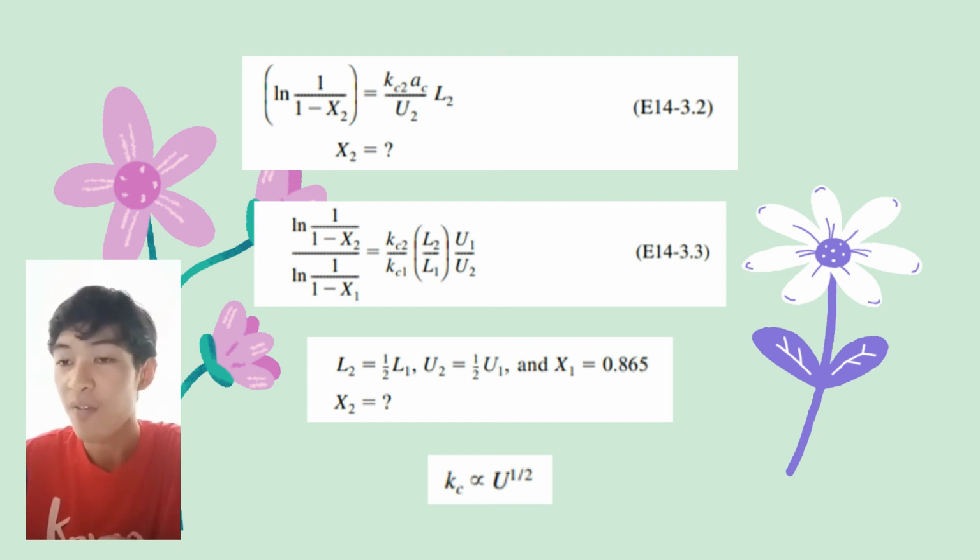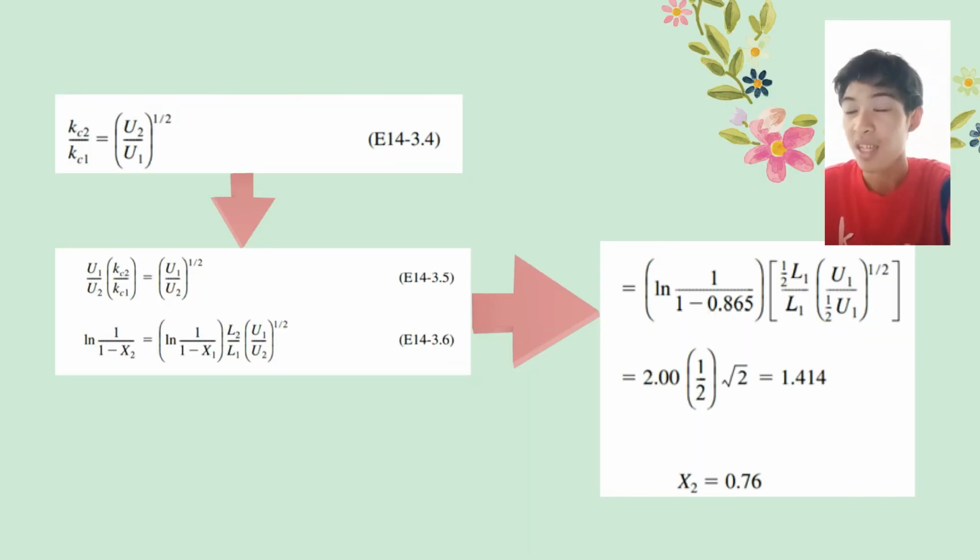However, we must consider the effect of the division on the mass transfer coefficient, and from Equation 14-70 we know that Kc is directly proportional to the square root of U. Then Kc2 over Kc1 is equal to the square root of U2 over U1. Multiplying by the ratio of superficial velocity yields this formula, and solving for X2 gives us 0.76.